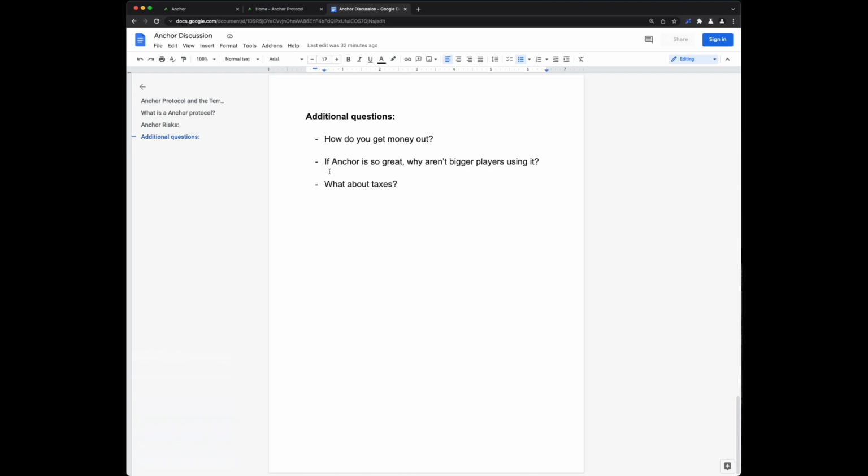The next question: if the Anchor protocol is so great and you can earn such high interest rates, then why aren't other bigger players starting to use it? And the answer is, well, it's fairly new. Crypto in general is new. There is regulation risk for companies, I think, more than individuals. If you are a big corporation and you start playing around with crypto, you could potentially face SEC type investigations or whatever.